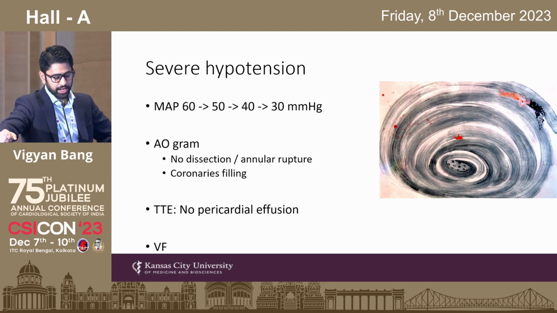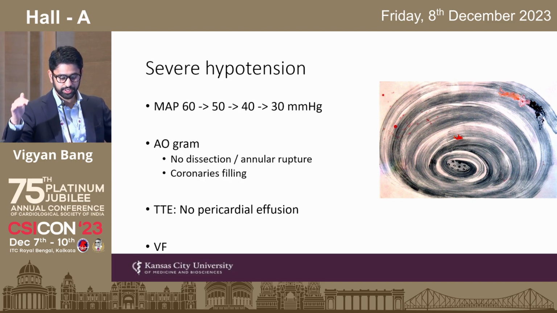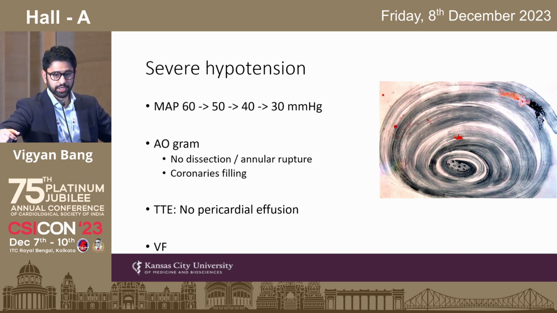Following this, he developed severe hypotension. His MAP started dropping from 60 to 40 to 30. The biggest concern I had at that point was whether he'd had annular rupture because of the fracking or remodeling of the valve. But that was not the case. The aortogram revealed no dissection, no annular rupture, and the coronaries were filling.